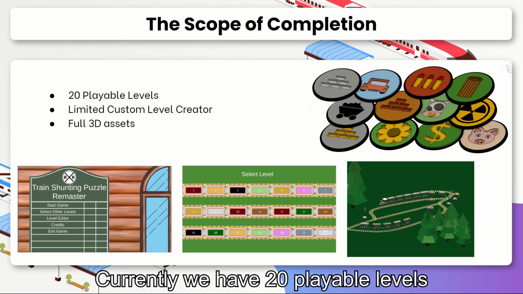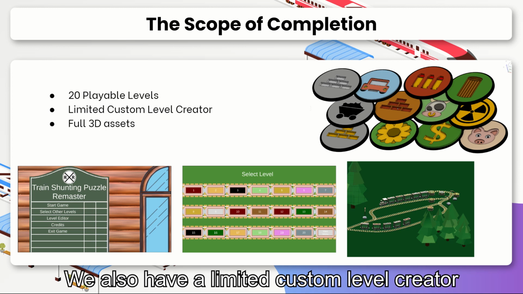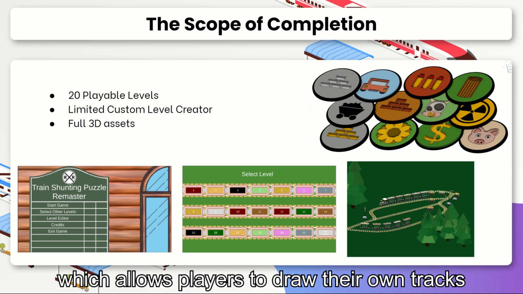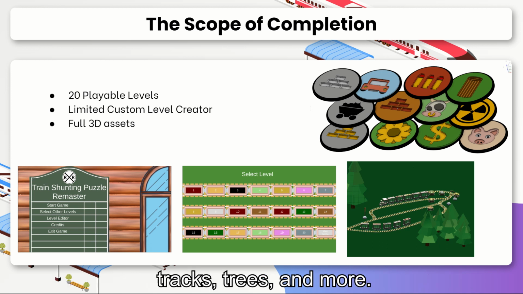Currently, we have 20 playable levels with various puzzles and difficulties. We also have a limited custom level creator, which allows players to draw their own tracks and make new puzzles. Finally, we have full 3D assets, including trains, tracks, trees, and more.